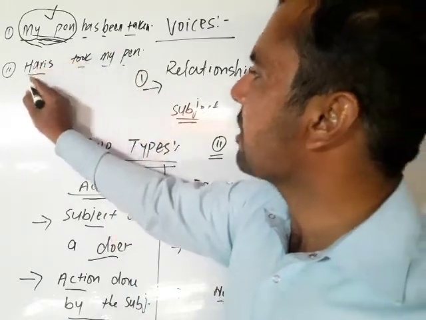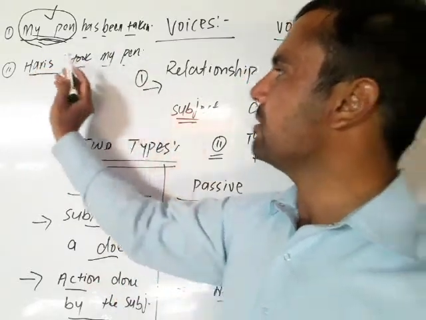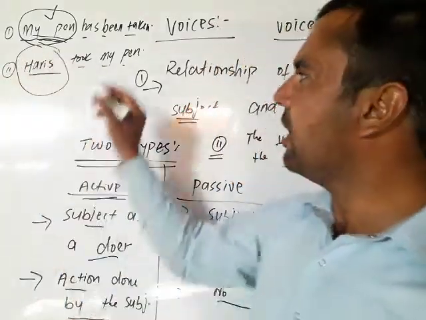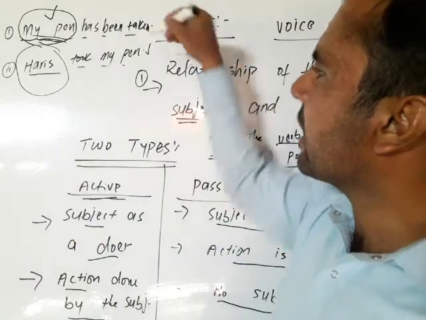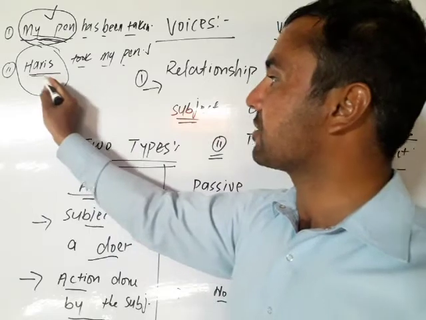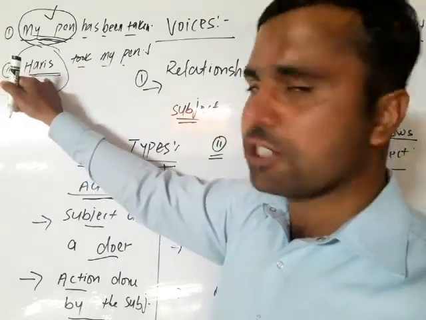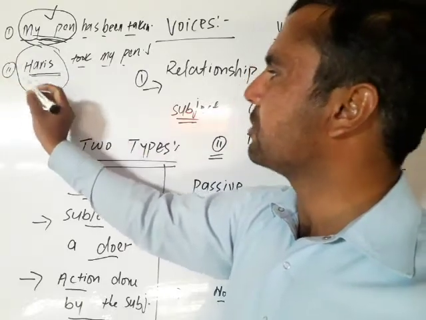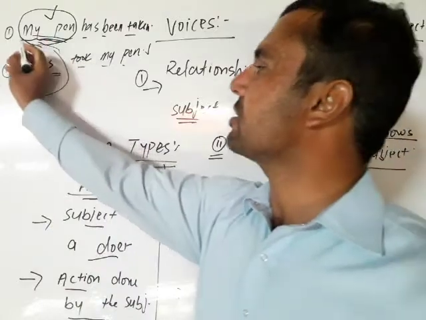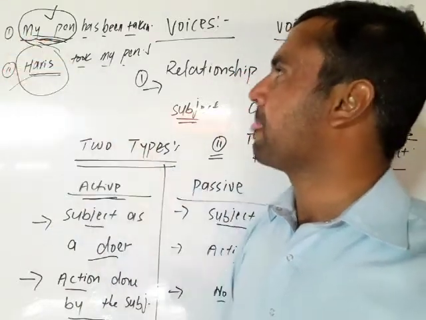In this sentence, "Haris took my pen," I am trying to tell you that I am concerned with Haris. I have given second priority to my pen. My first priority is Haris. So it means that in this sentence, I am trying to make the subject prominent, and in the other sentence, I am trying to make the object, that is the pen, prominent.